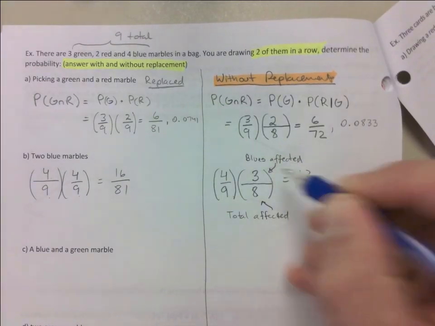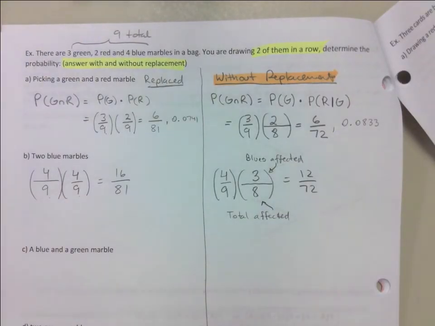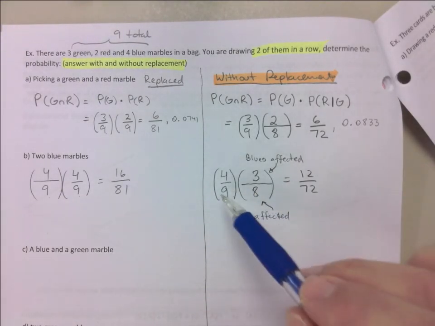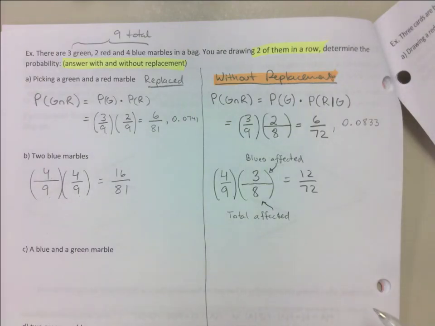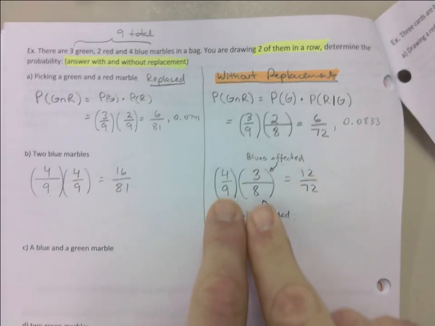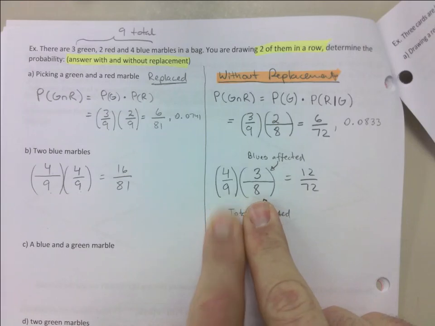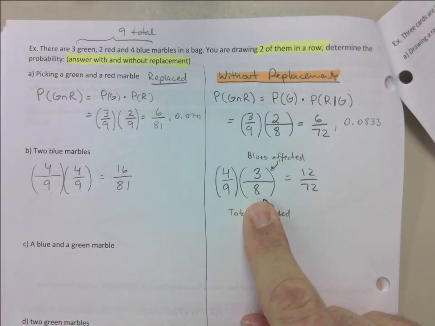So in this case, both the top and the bottom have been affected because you're doing the same color back to back. Okay? When something is being removed, listen carefully before the bell goes. When something is being removed and not replaced, this is what you have to watch out for. And it's called dependent probability. They're dependent on each other. We'll do more on that tomorrow.